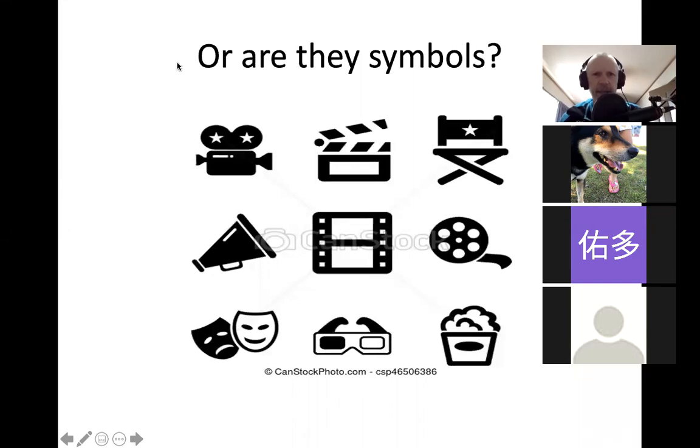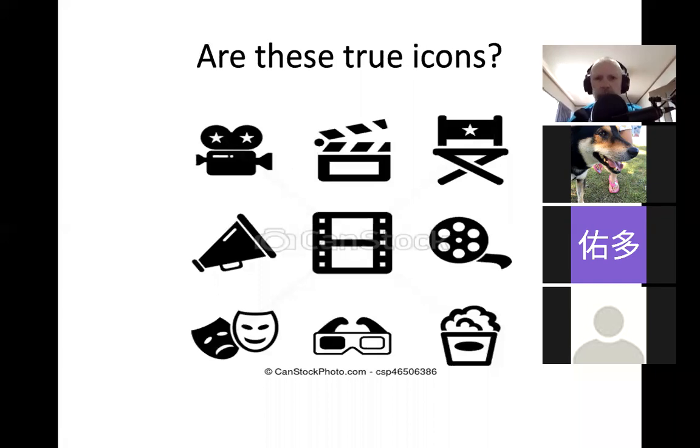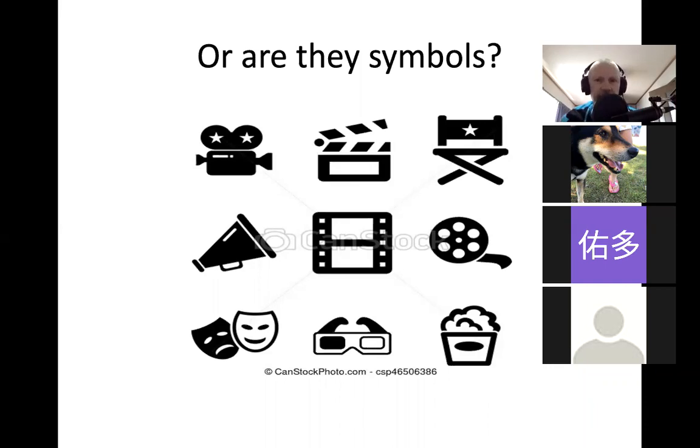And Charles Sanders Peirce would say it's a different thing. So are these true icons, or are they what we call symbols? In other words, you've got three things now. We've got the index, a direct sign like smoke, things like that. And then you've got the icon, something that looks like something. And then you've got symbols.